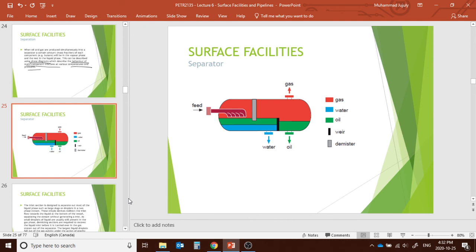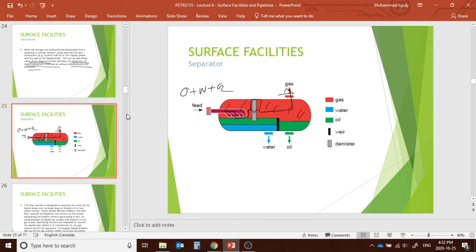Now let's check how the separator actually works. The separator feed is oil, water, and natural gas. This portion is the natural gas. The feed goes in there, and there is a baffle, and it goes through the baffle and separates, and the gas goes out. This oil and gas separator works due to gravity. Gravity is the main driving force.